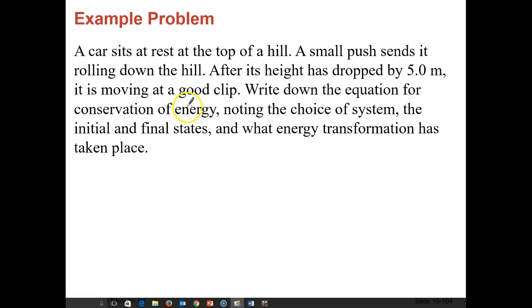It says conservation of energy. So we're going to have different energies transformed here. We're at the top of a hill, so I know I've got potential energy at the top of the hill. We're going to talk about the kinetic energy at the top of the hill. And that should be all the energies that you have.